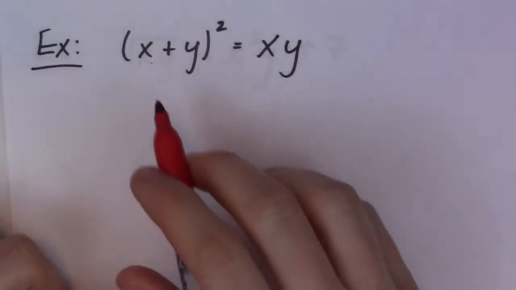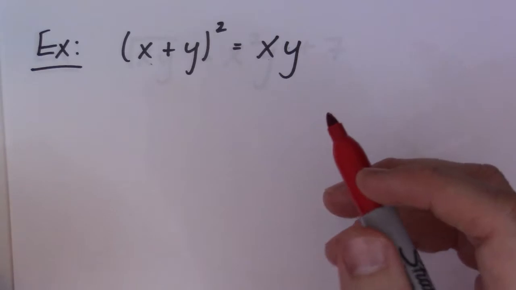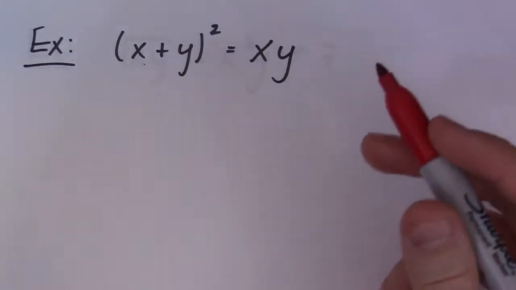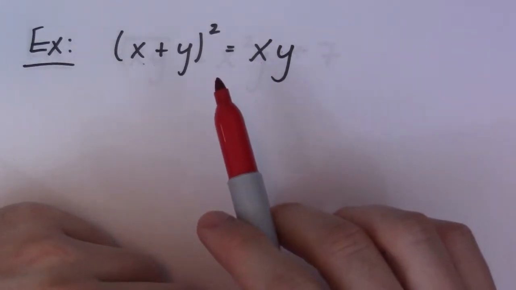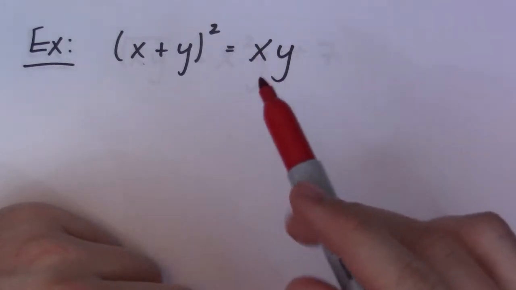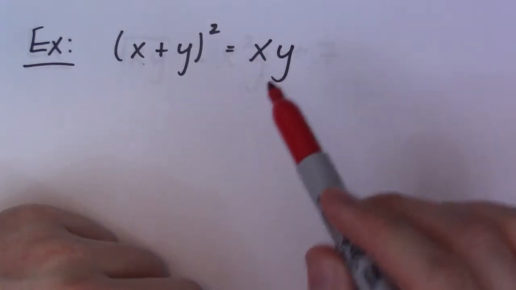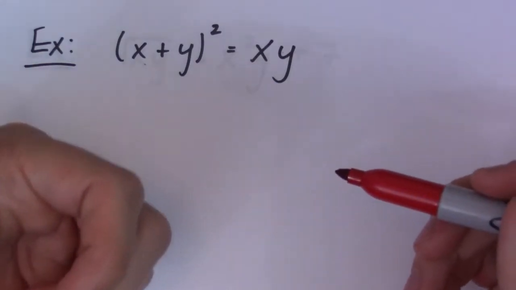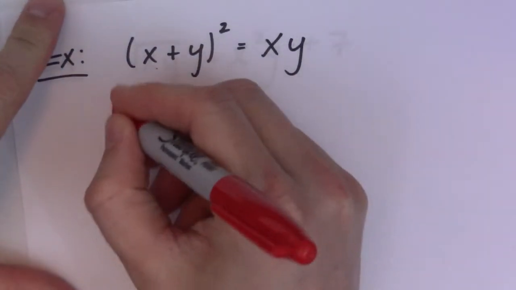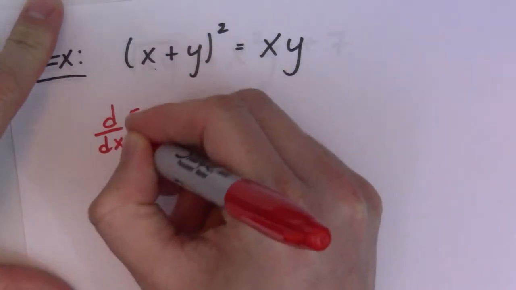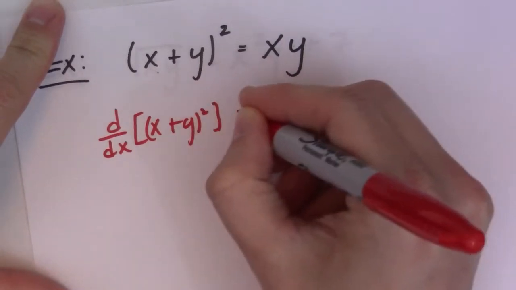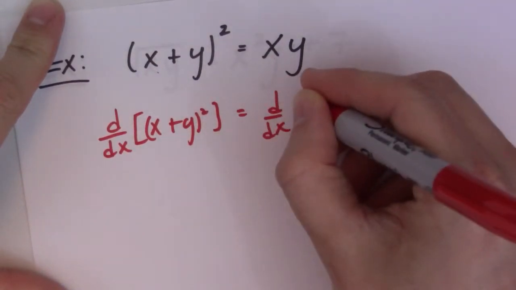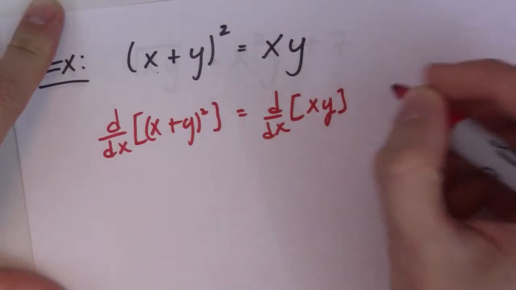This one is on implicit differentiation. So what I'm going to do for this video is take the derivative of both sides. What I mean by implicit differentiation, of course, is that this is not an explicit function. It's not y equals. Because of that, we have to use a special derivative technique called implicit differentiation. So basically what I end up doing is taking the derivative of this thing with respect to x, and I do it on both sides. So d over dx of (x plus y) squared, and then d over dx of x times y. So I got the derivative of both sides.